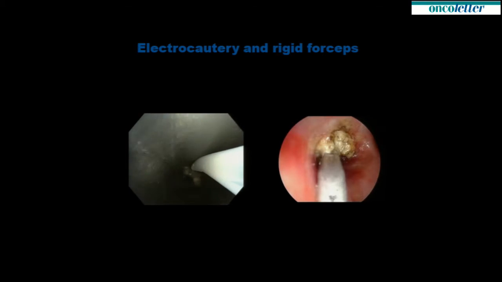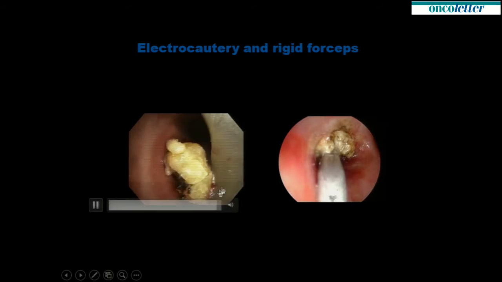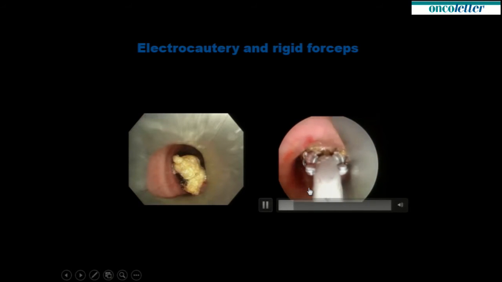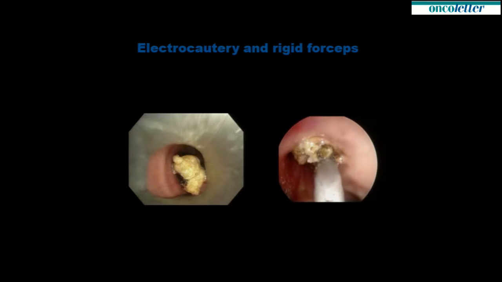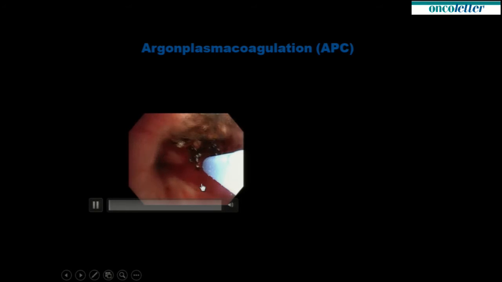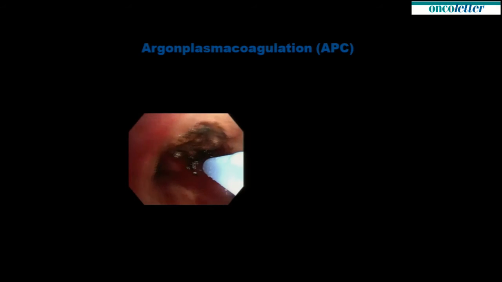Now we can extract the tumor, and then at the end there's just the rest of tissue, the tissue bases, which can be extracted by the rigid forceps. And then at the end of the story there's just the bleeding control with the argon plasma. This is an argon plasma applicator here. Now you see a little bit of fire.